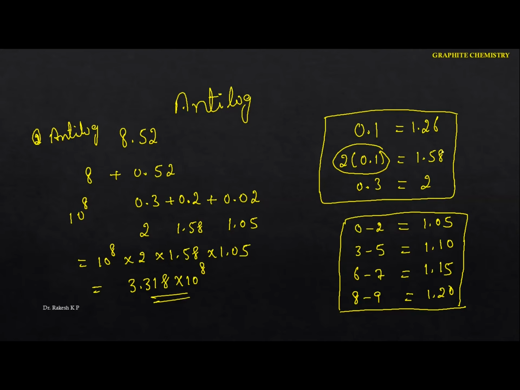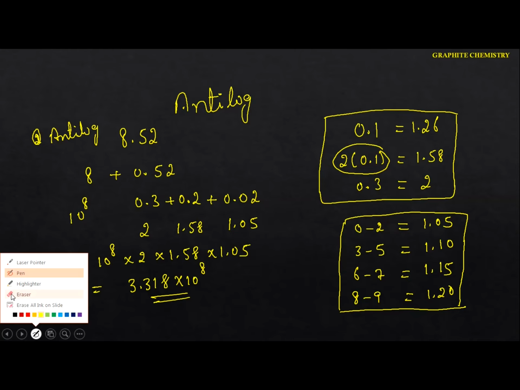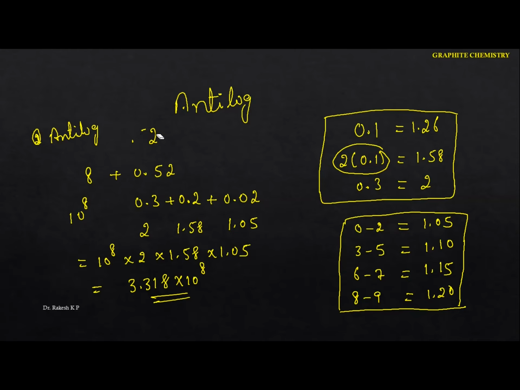So this is the value we get for the antilog of this value. This is the particular value you have to remember, the first decimal and the second decimal. Once you identify this value, the rest of the antilog values we can easily calculate. Let me solve the negative value, because in most cases they are going to have negative values.